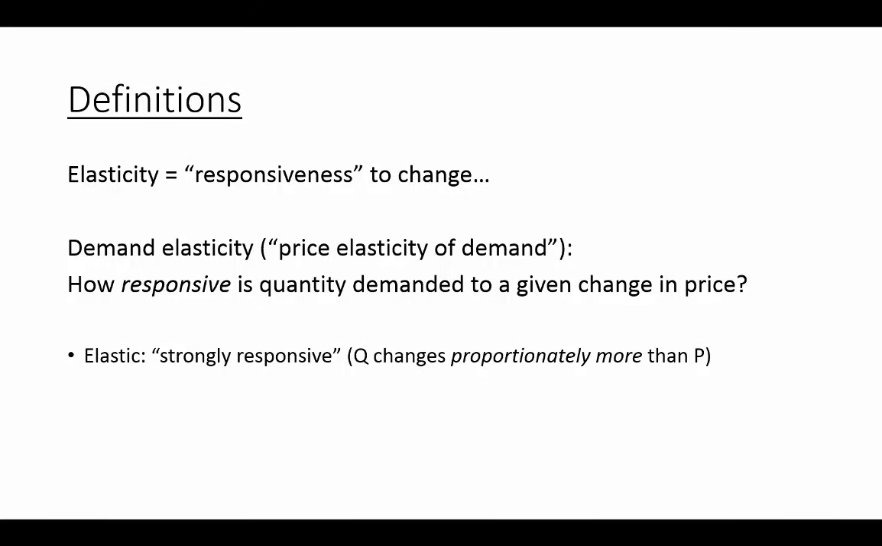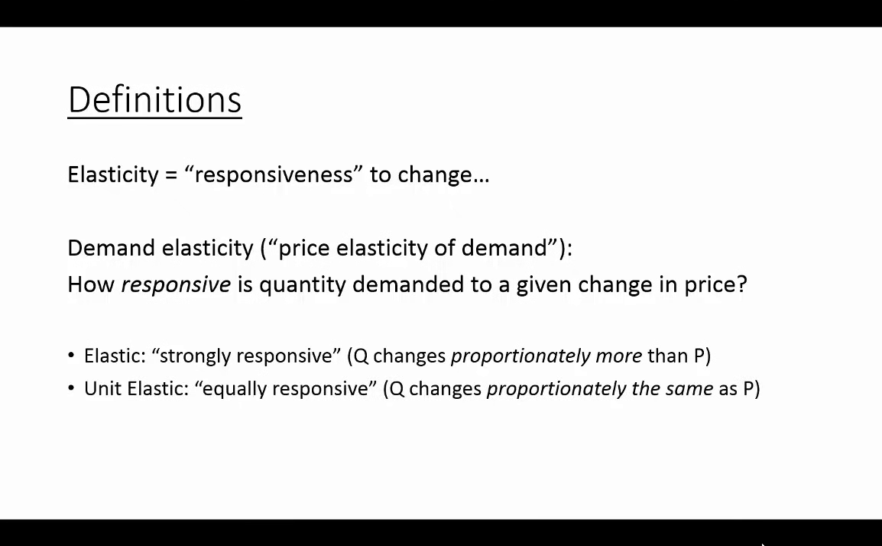That means the quantity changes proportionately more than the price. So if the price goes up by, let's say, 50%, quantity might go down by something like 90%. That would be elastic, strongly responsive. Unit elastic, where price and quantity changes are equally responsive. They change by the same proportion. So if price goes up 20%, quantity goes down by 20%.